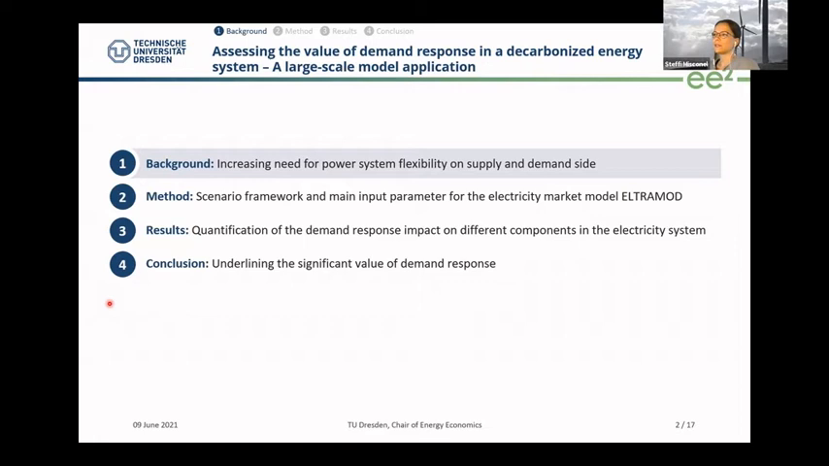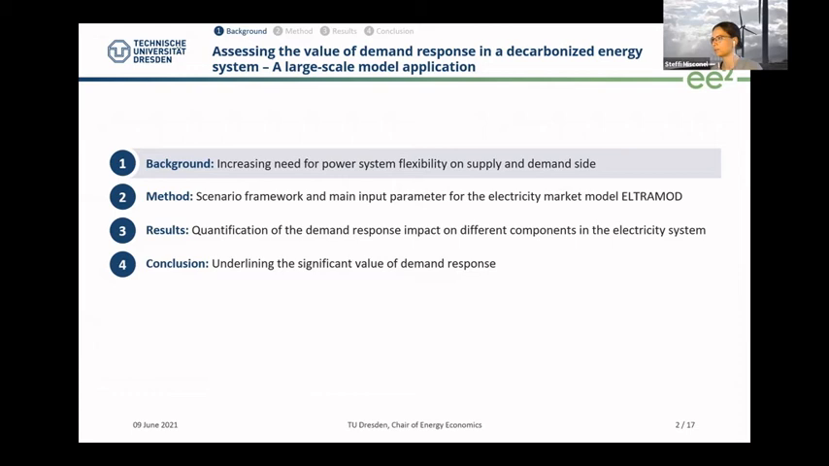At the beginning, I would like to introduce you briefly to the agenda. I would like to say something about the motivation and background of our study and the increasing need for power system flexibility on the supply and demand side. In the second step, I will introduce you to our scenario framework and the main input parameters for our electricity market model, Eltramod. In a further step, I will quantify the value of demand response and its impact on different components in the electricity system. And finally, I will draw some conclusions and underline the significant value of demand response.